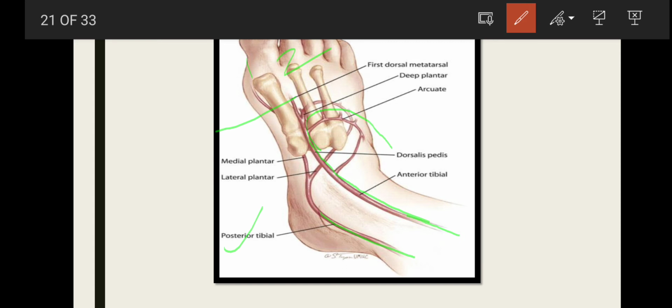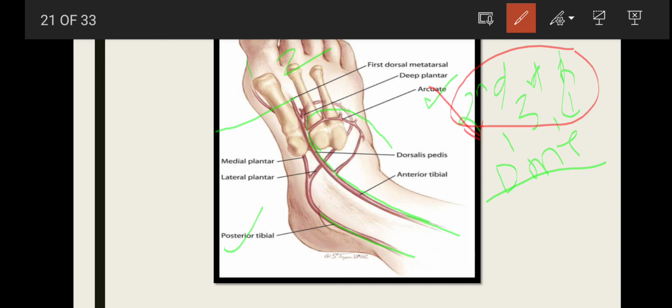Now what are the branches of the dorsalis pedis artery? One of the branches you can find is the arcuate artery. As it divides, the arcuate artery gives off three branches, that is the second, third and fourth dorsal metatarsal arteries. You may be thinking about the first dorsal metatarsal artery. The first dorsal metatarsal artery arises directly from the dorsalis pedis artery.